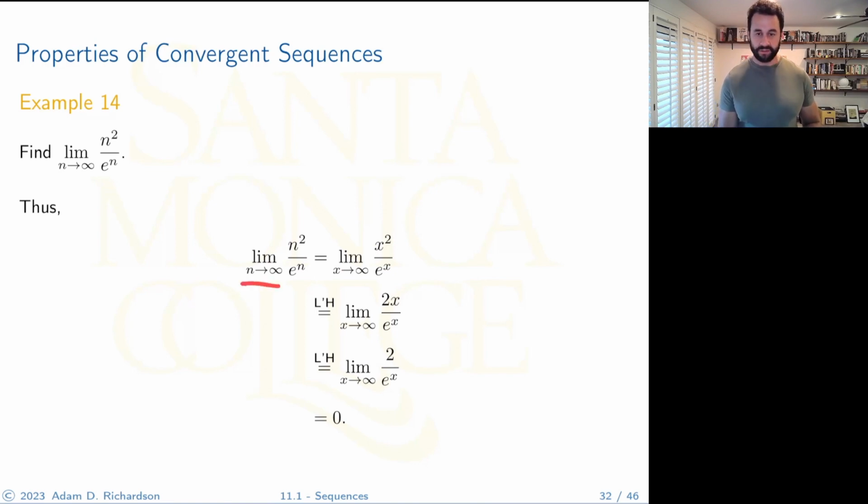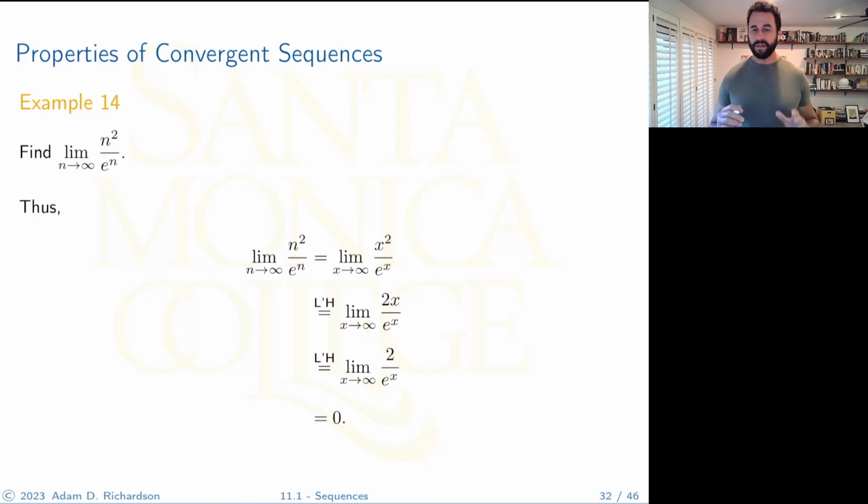So the limit as n goes to infinity of our sequence is equal to the limit as x goes to infinity of this real variable sequence. Now we're going to apply L'Hopital's rule. We get 2 to the x over e to the x. This is still an indeterminate form of infinity over infinity. Apply L'Hopital's rule again, and you get 2 over e to the x. Now we can take the limit. As x goes to infinity, the denominator goes to infinity, and therefore this thing goes to 0, and that's it.